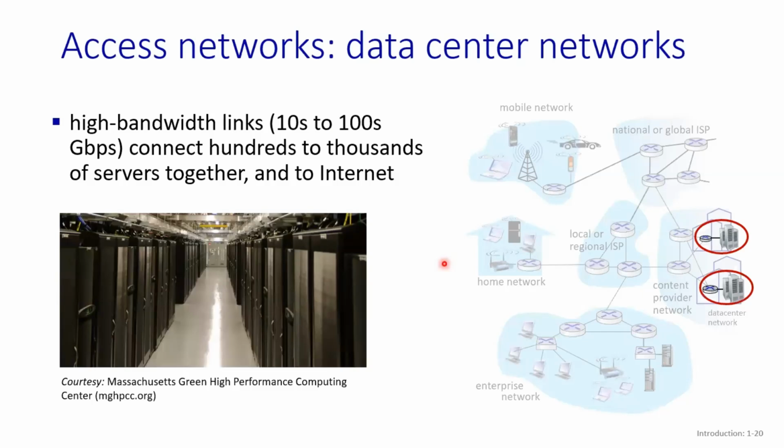Okay, at last we have the data center networks. At the start of this lecture I told you that the servers are normally present inside large data centers. We discussed that Google has 30 to 40 data centers, and each data center has thousands of servers inside it. So a data center is a center in which we have hundreds and thousands of servers together, and they provide high bandwidth links from tens to 100 GB per second.